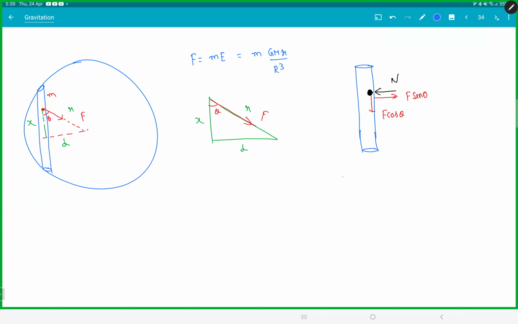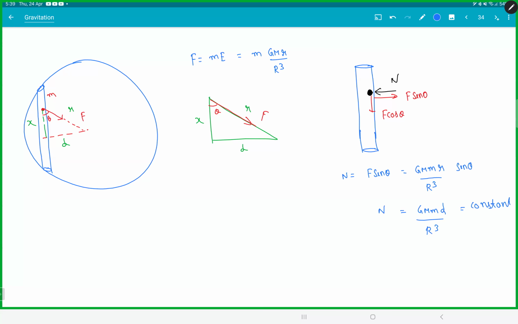Then the normal reaction will be equal to F sine theta. F is nothing but G M m r by R cube into sine theta. But what is sine theta from here? Sine theta from here is d by r. So you end up with G M m d by R cube. You will find something interesting. N is constant. So when this thing is dragging on the tunnel, it doesn't matter how much it goes, the normal reaction is constant.